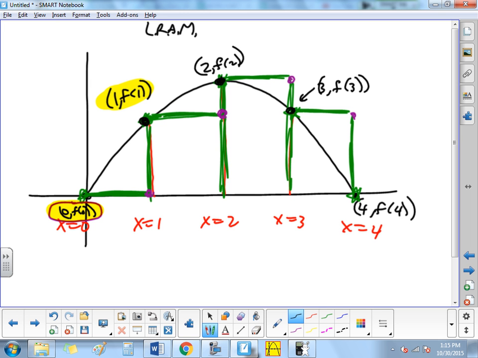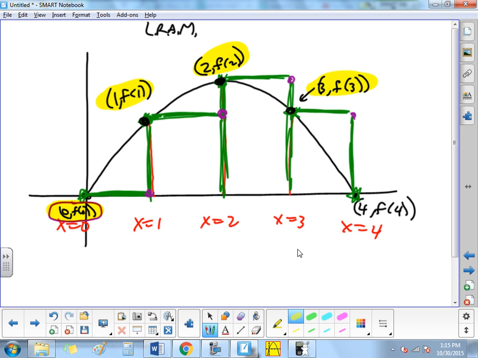So why am I labeling these? I'm labeling these because the y-coordinates of these points represent the heights of our 4 rectangles. For example, the third rectangle has a height f of 2 because it's connected to the curve. So however high this point is also how high the rectangle is. See?